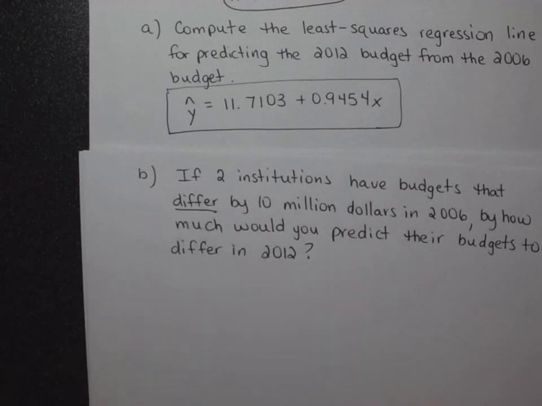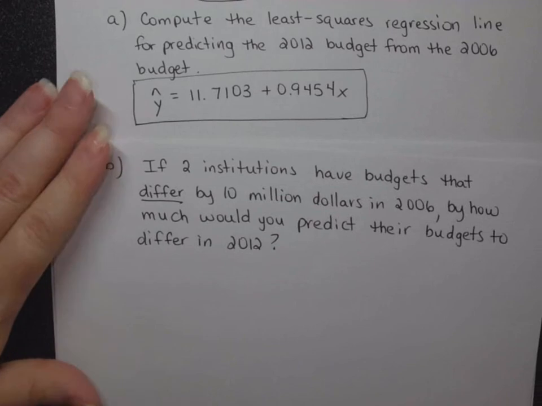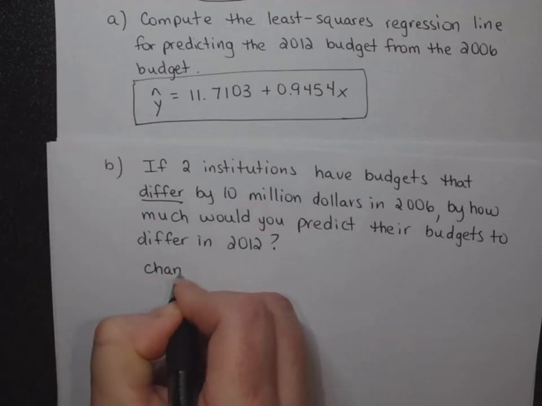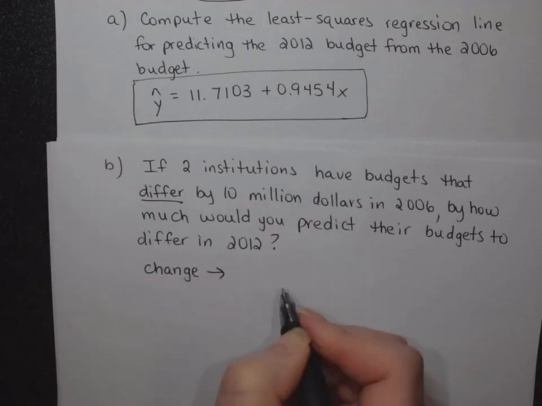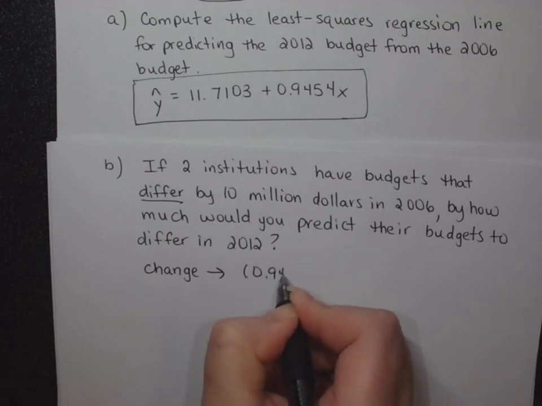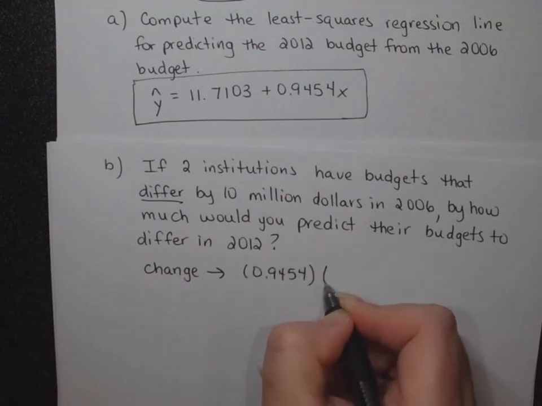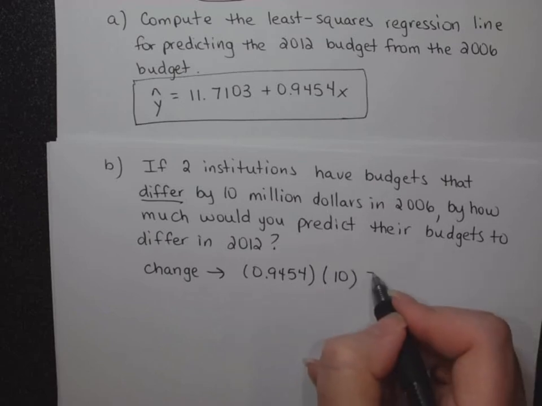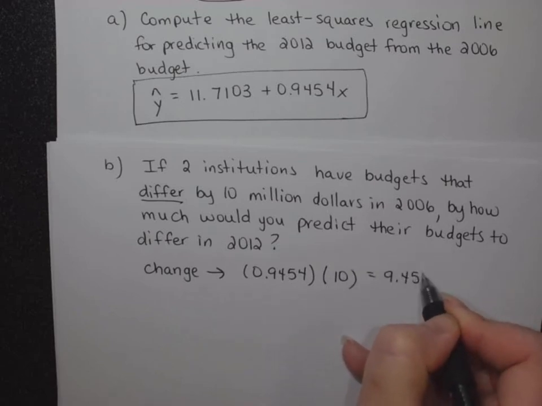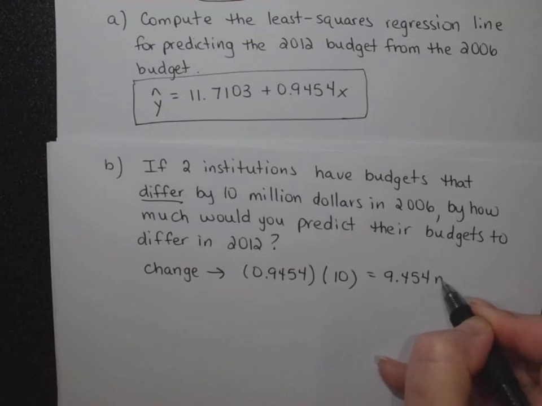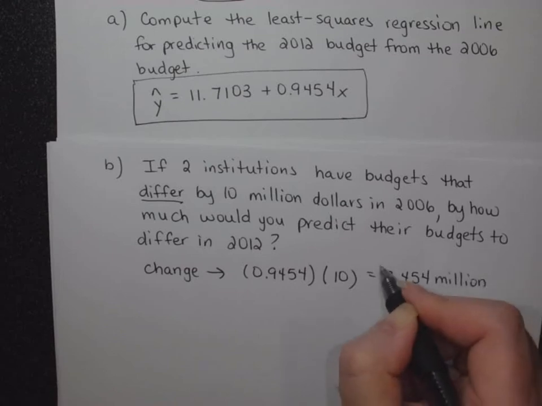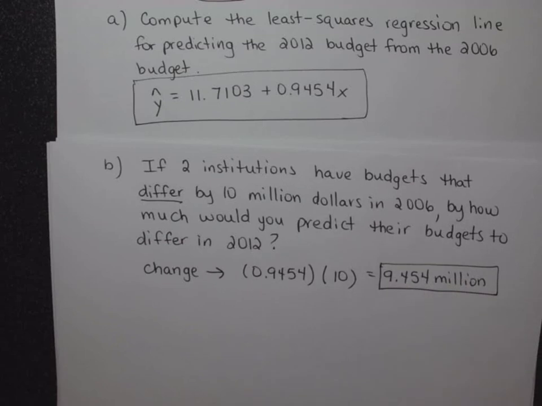Okay, so this is another one of those differ problems I already asked you about. Okay, so it's really just asking about the change, which means all we really have to do is focus on the slope part of it. So we just actually need to take the slope times the change of 10. So it looks like they would change by about 9.454 million. Again, kind of like the milk and eggs example, if you wanted to, you could come up with two different amounts from 2006 that were $10 million apart and then plug them in and see how far the Y's are apart, but I think this is definitely quicker.